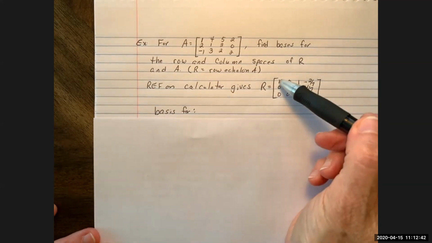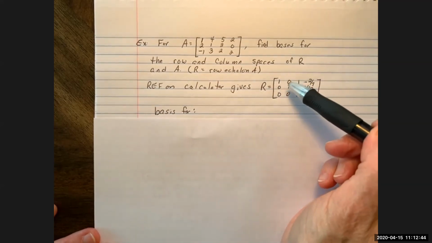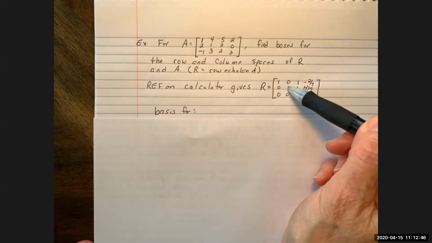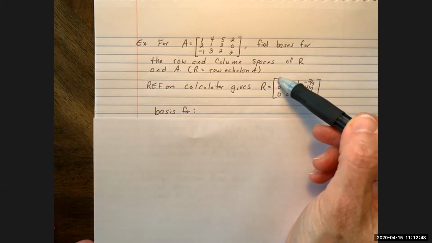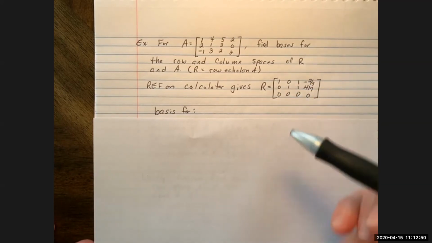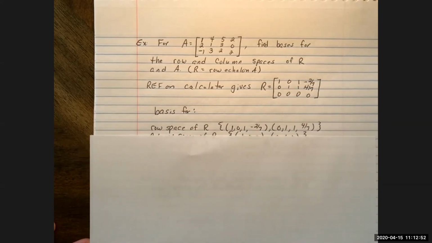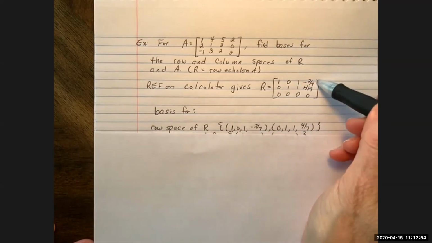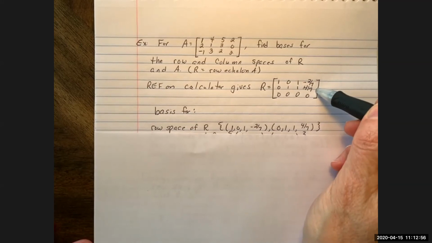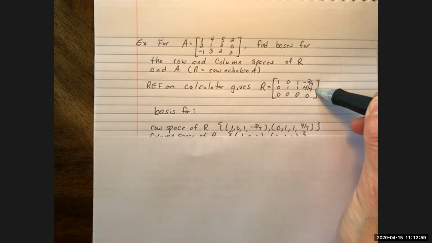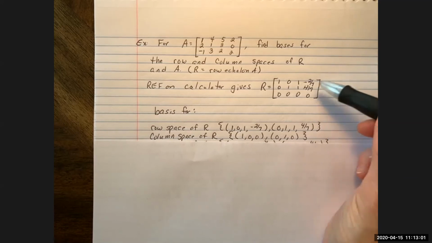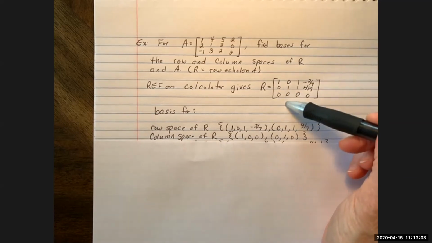We have leading ones in the first row, first column, and second row, second column. That means we'll be focusing on those to find our basis vectors. For the row space of R, we will use the first row and the second row, since those are the rows that contain leading ones. For the column space of R, we will use the first column and the second column. That's where the leading ones are.